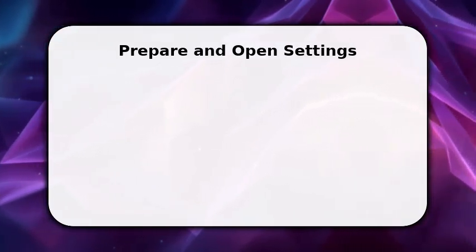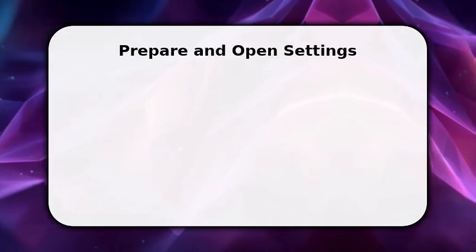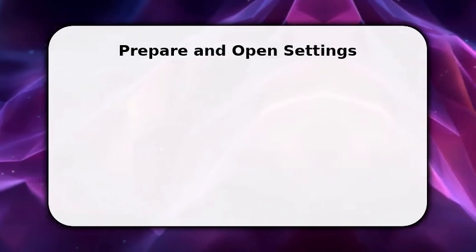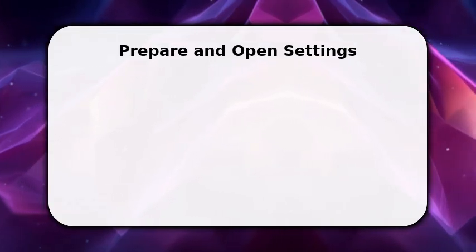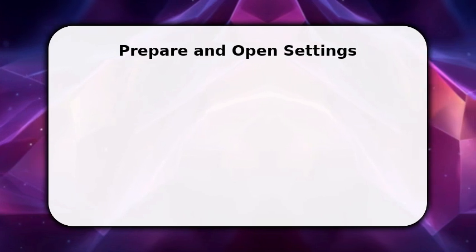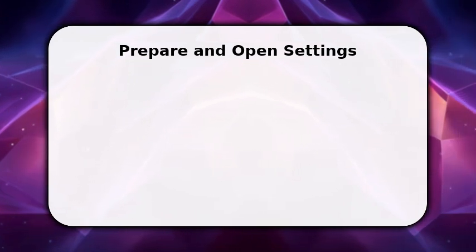Now open Settings, jump to Battery or Power, and locate Battery Health and Usage Stats. You'll see basic percentages immediately. From here, you can begin deeper checks and note baseline values for later comparison.